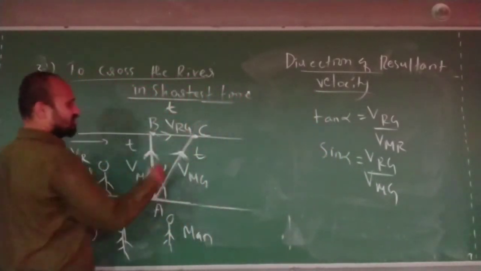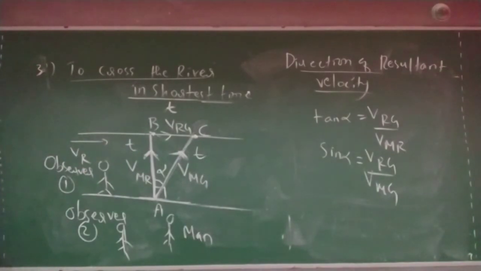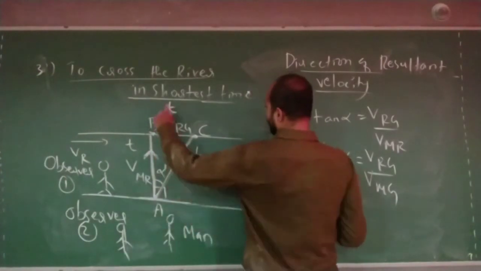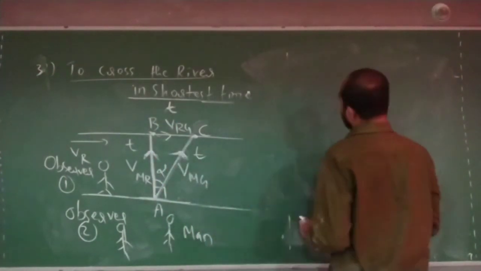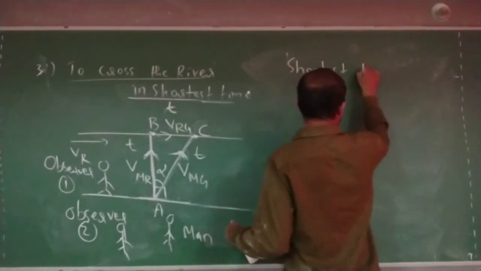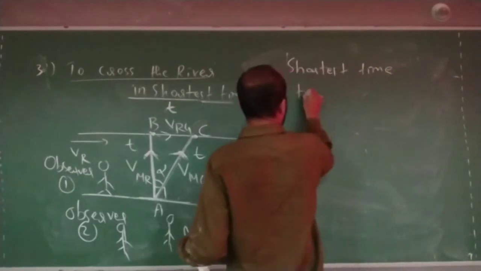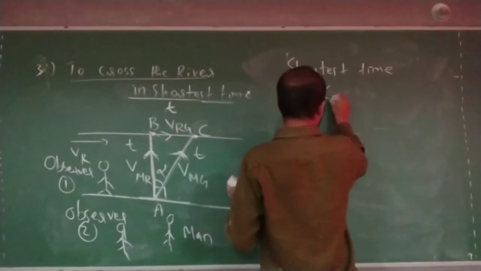Many definitions you can find. Next, find alpha or tan alpha. Then you can find what? Width of the river, and time. Whatever t you are calculating, that is the shortest time to cross the river.